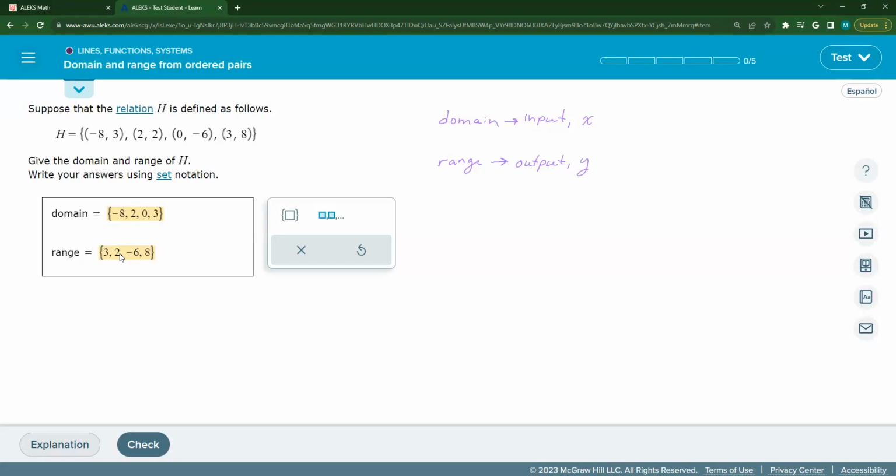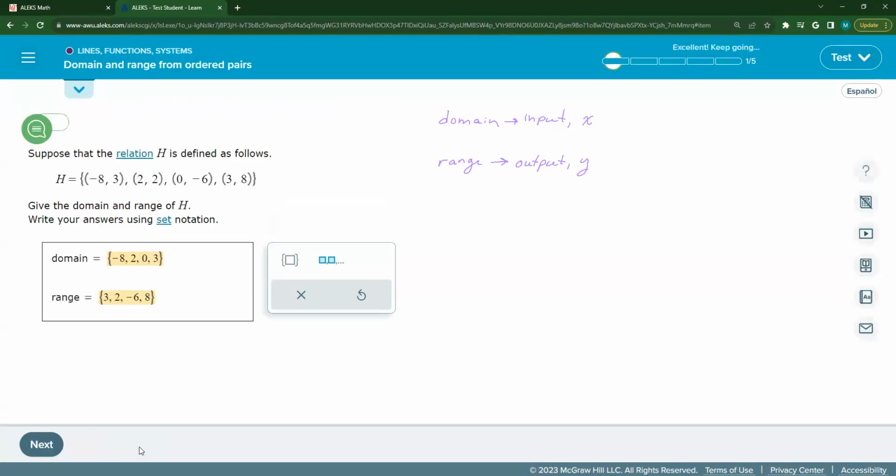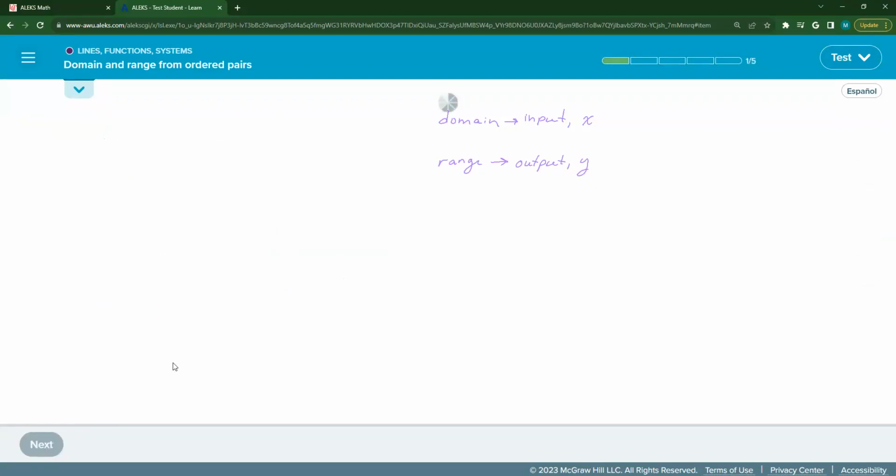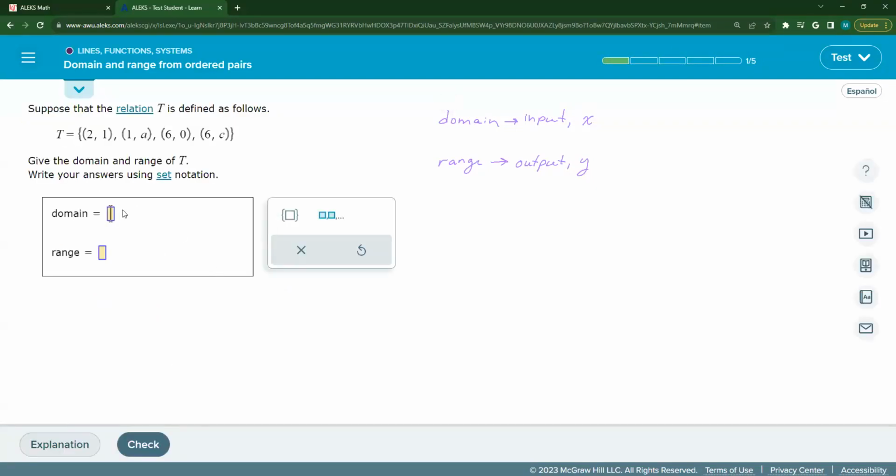And 8. Now, if there were any of them in either set that repeat, we would only have to type it once, but we should see that in another example. So this is what we do. We're going to check. And we have it right, and we are going to finish this topic. So we're going to do another one, see if we end up with any repeats.